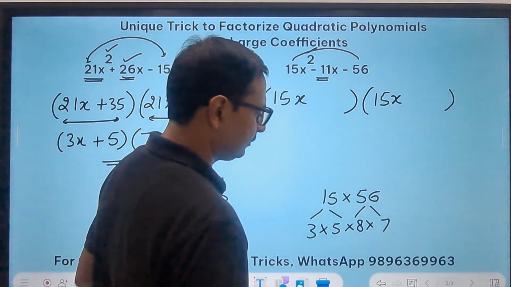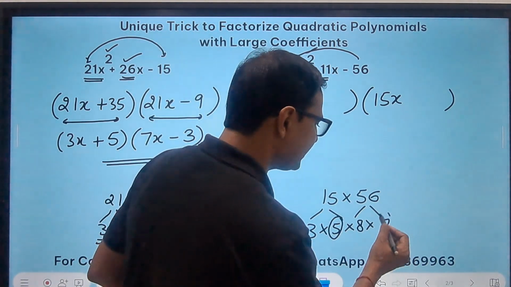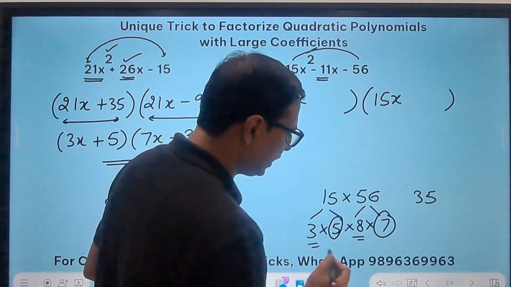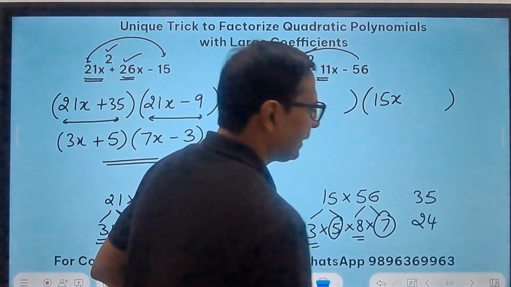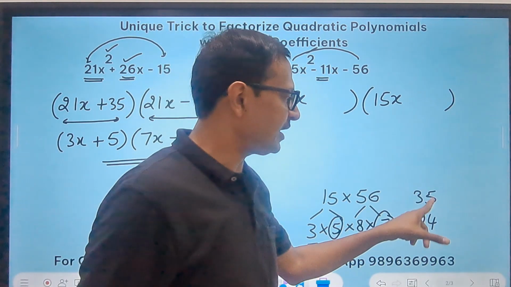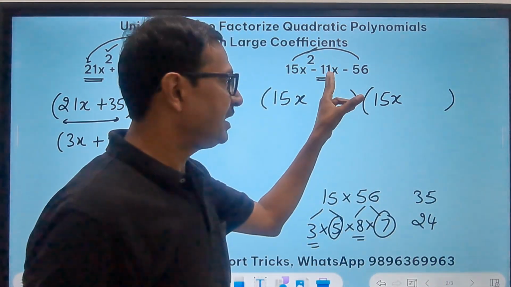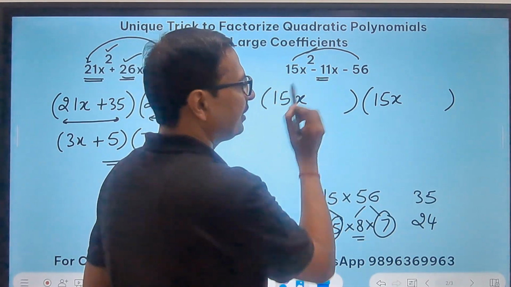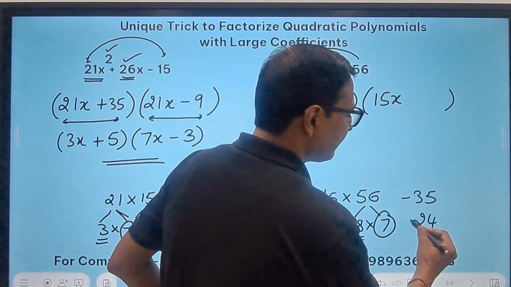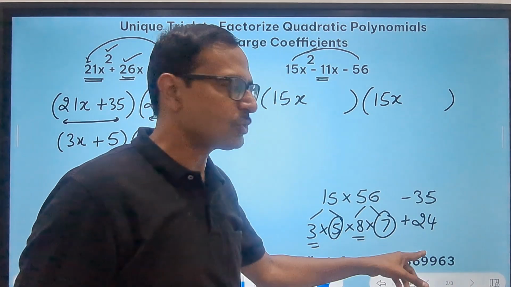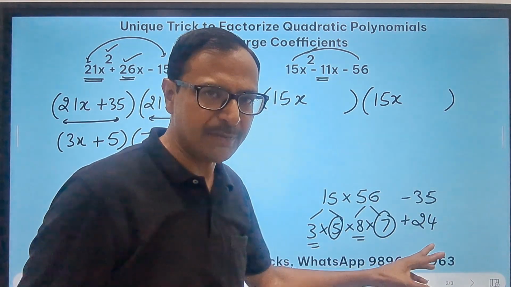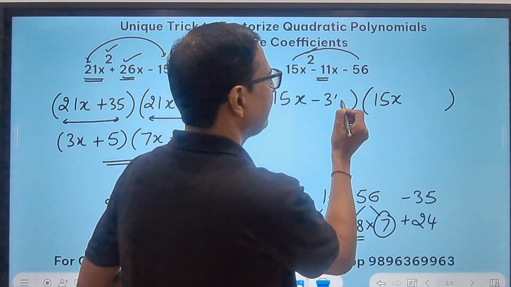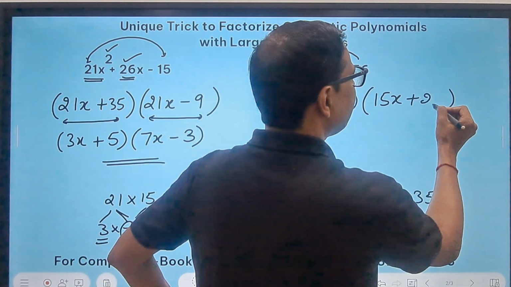I want a 11. So if you do 5 and 7, this is 35, and when you do 8 and 3, you have 24, and see the difference between 35 and 24 is 11, and it works, right? So negative 11 means larger one is negative and smaller one is positive. So minus 35 and plus 24. So you can write them in any order in the brackets. Negative 35 and plus 24.